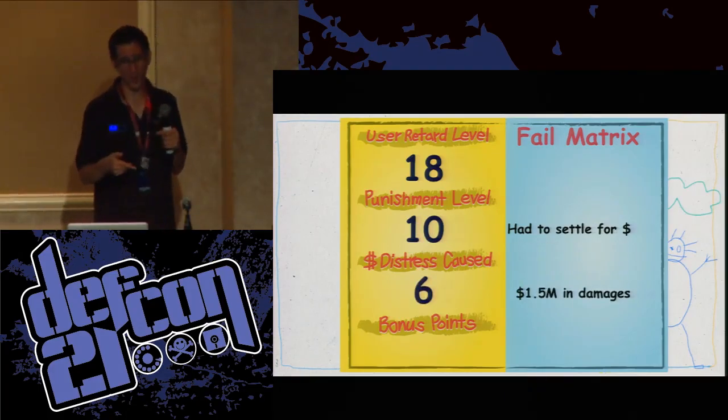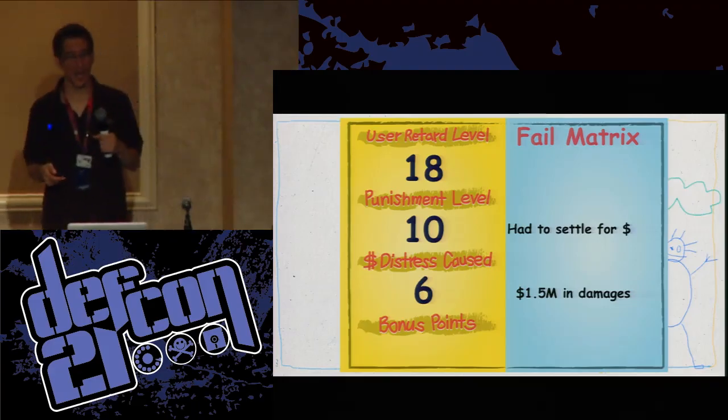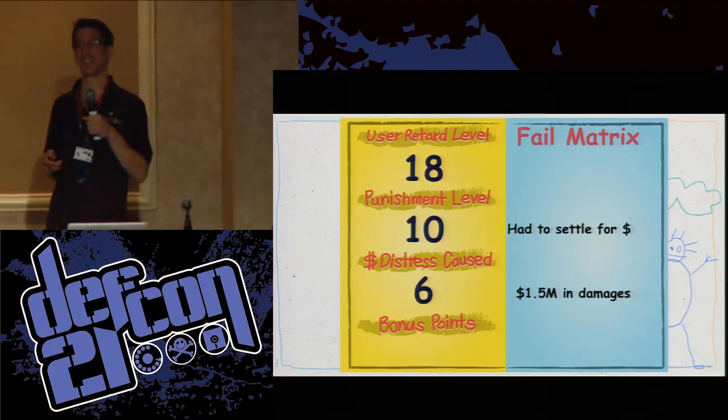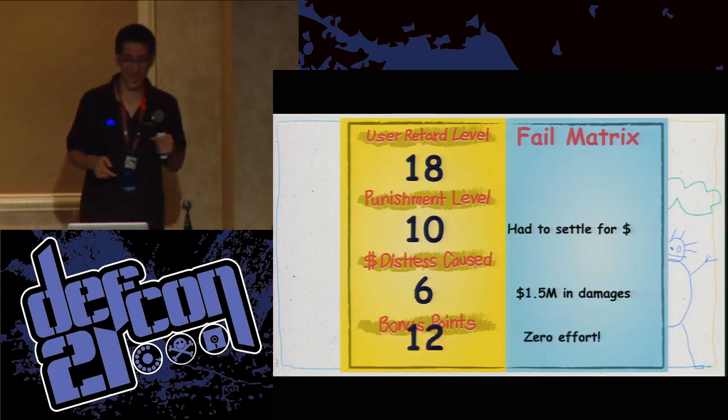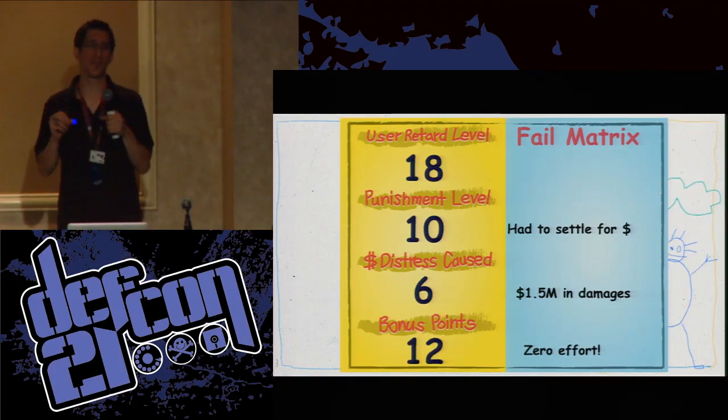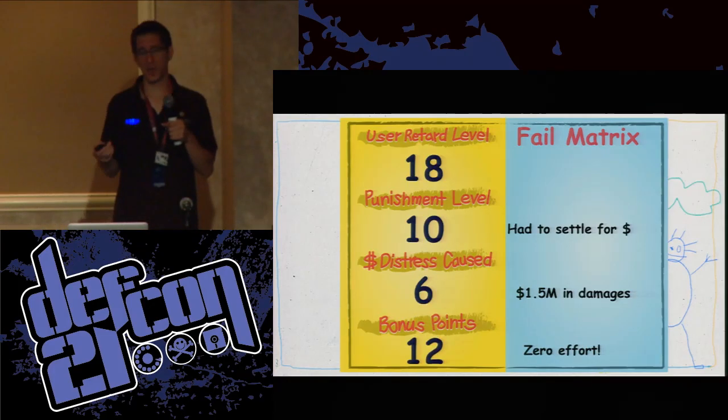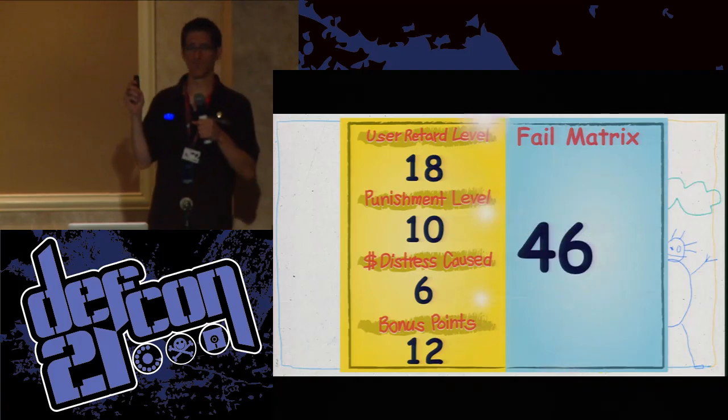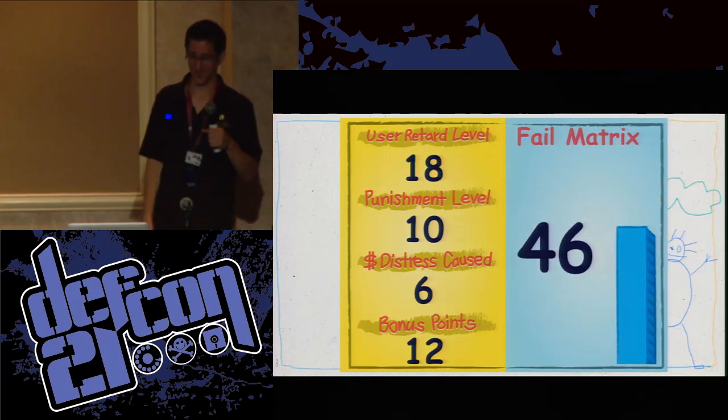It cost him 1.5 million in damages. So the distress caused is a 6-pointer and bonus points of 12 for 0 effort. This all adds up to the fail matrix score of 46.